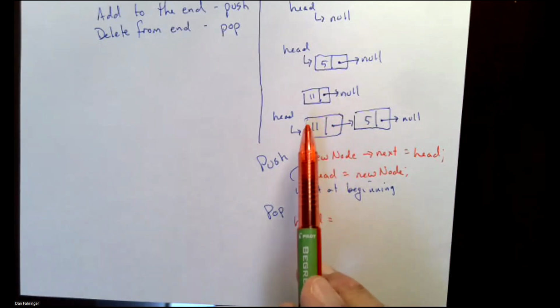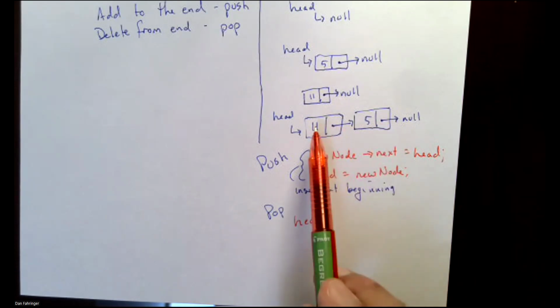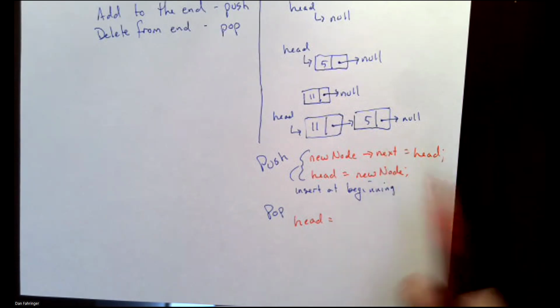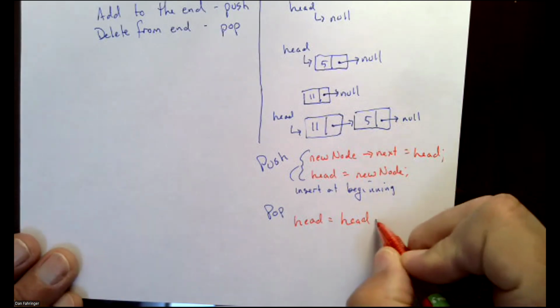What is this node also called? What is this guy right here called? This guy, we had the word next come into play. Head gets the next value. Next. Head's next. Good.